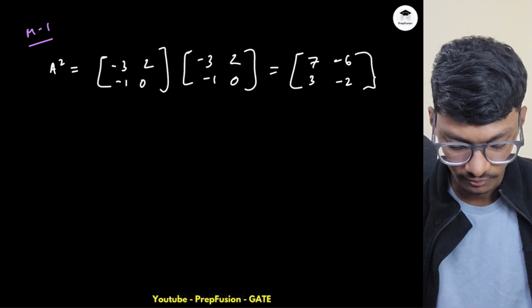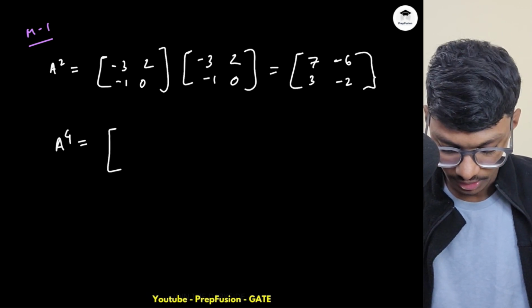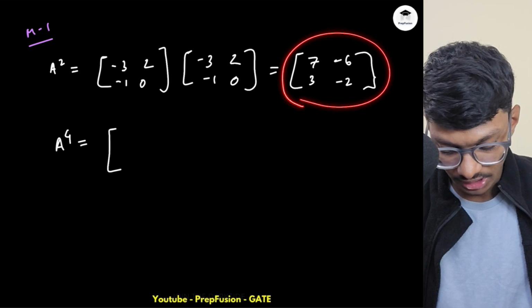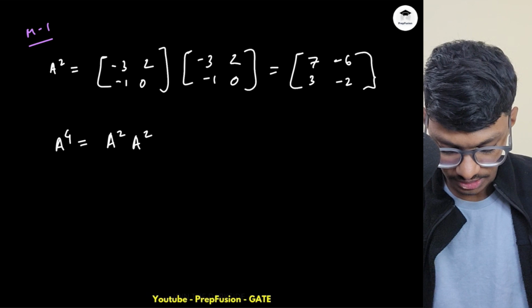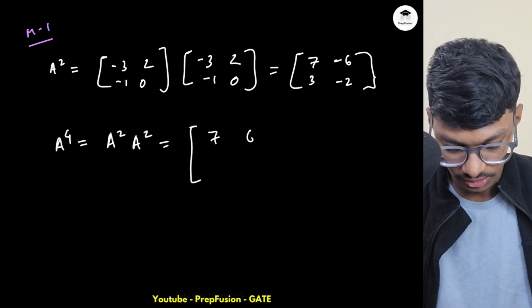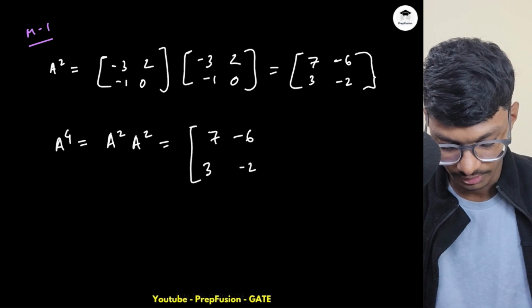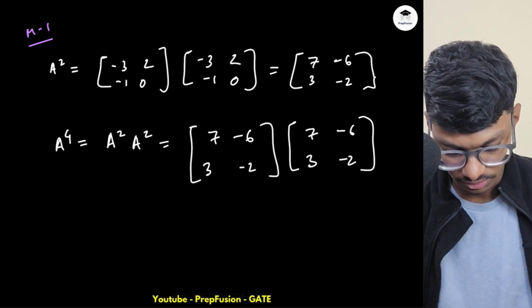I want A raised to power 4. So what will my A raised to power 4 be equal to? If I multiply A square twice, I will get A raised to power 4, right? A square times A square. If I do this, I will get A raised to power 4. So I will multiply this matrix twice: [7 -6; 3 -2] times [7 -6; 3 -2], right?